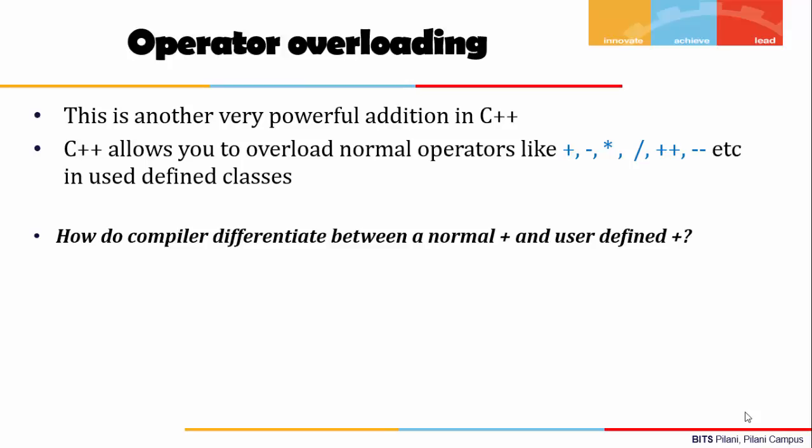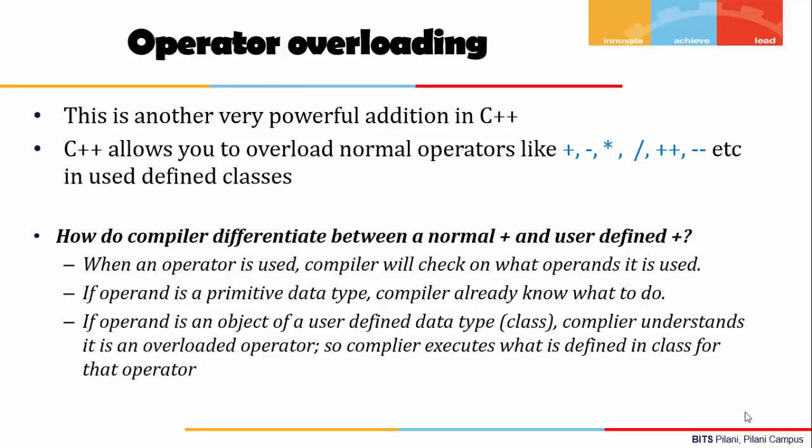The question is, how will the compiler recognize the difference between a normal plus and a user-defined plus? The compiler identifies that it is an overloaded operator by looking at the data type of the operand. If it is a user-defined data type, then the compiler will know that it is an overloaded operator. If it is a built-in data type, then the compiler will do the normal operation. So based on the operands, it will recognize which type of operator it is, a normal or a user-defined. Now we'll see the example.